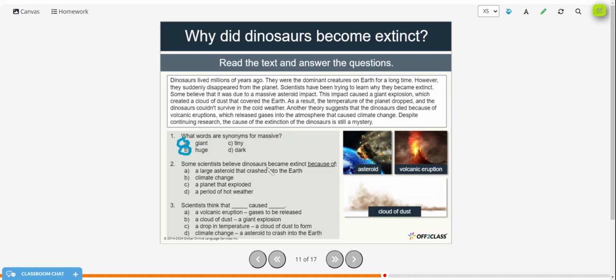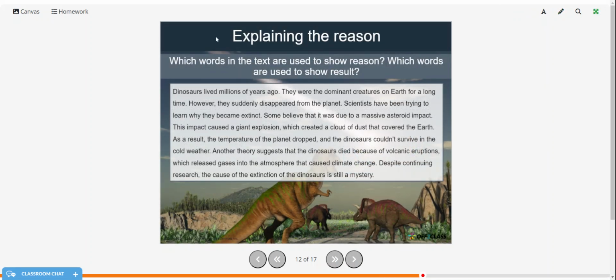Scientists believe that the dinosaurs became extinct because of a large asteroid that crashed into the Earth and climate change. So, scientists think that a volcanic eruption caused gases to be released. All right, so now we'll look at this text and which words in the text are used to show reason and which words are used to show result.